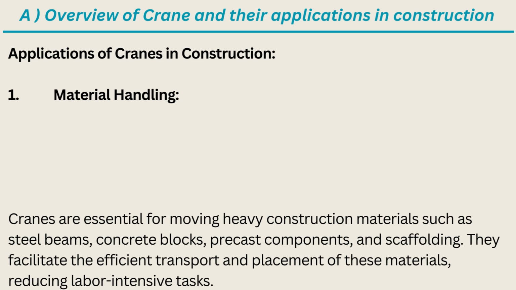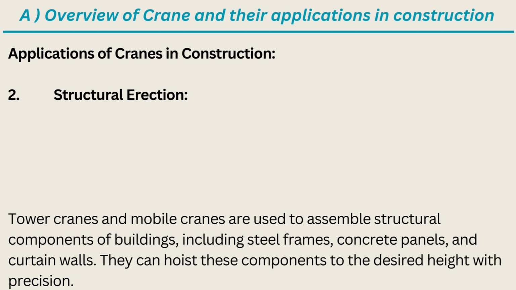1. Material handling. Cranes are essential for moving heavy construction materials such as steel beams, concrete blocks, precast components, and scaffolding. They facilitate the efficient transport and placement of these materials, reducing labor-intensive tasks. 2. Structural erection. Tower cranes and mobile cranes are used to assemble structural components of buildings, including steel frames, concrete panels, and curtain walls. They can hoist these components to the desired height with precision.